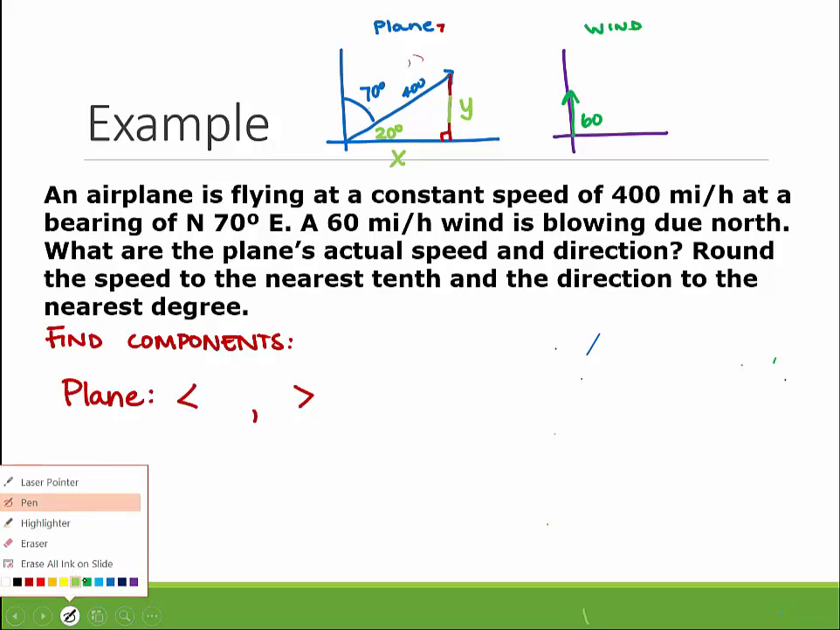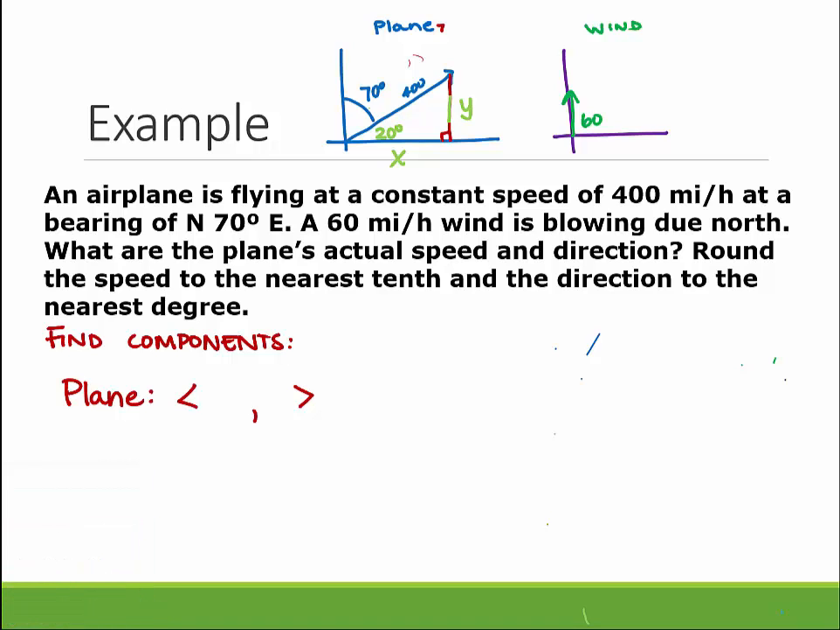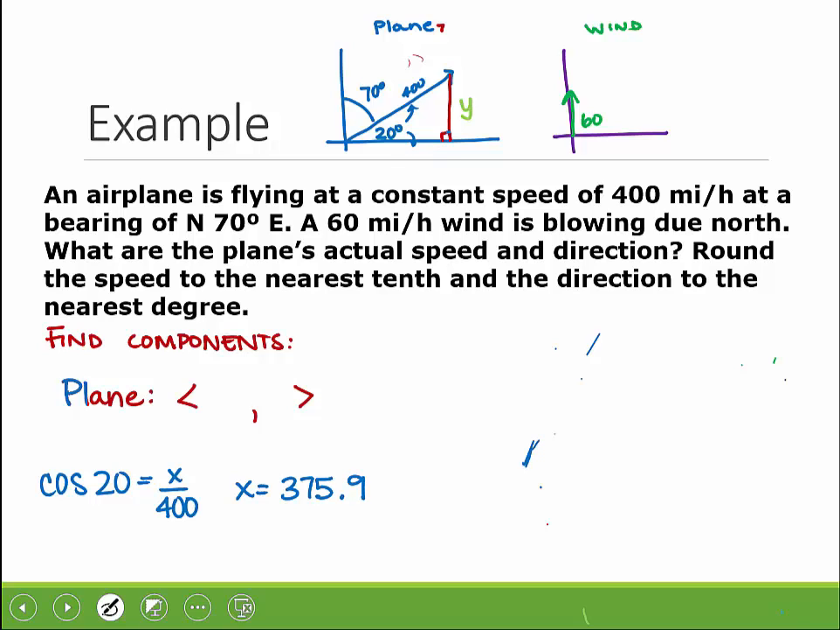So let's use one of our trig functions. Let's find x first. Because the x is the adjacent side and we have the hypotenuse, I'm going to take the cosine of 20. That equals x over 400. So I end up with 400 times the cosine of 20, and if you type that in your calculator, you get about 375.9. So that is this right here, 375.9.